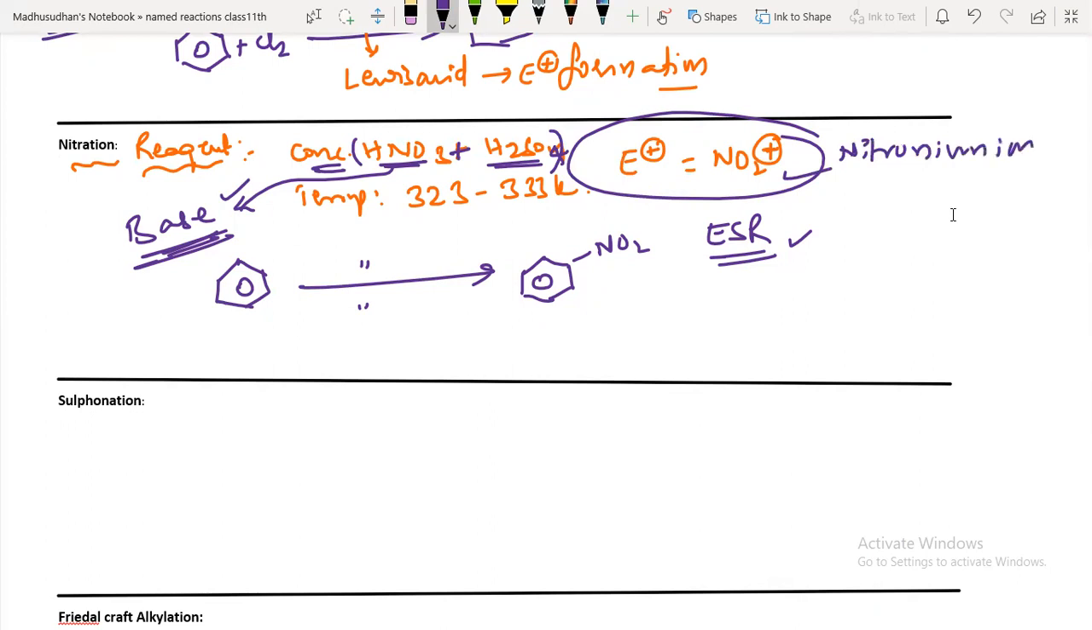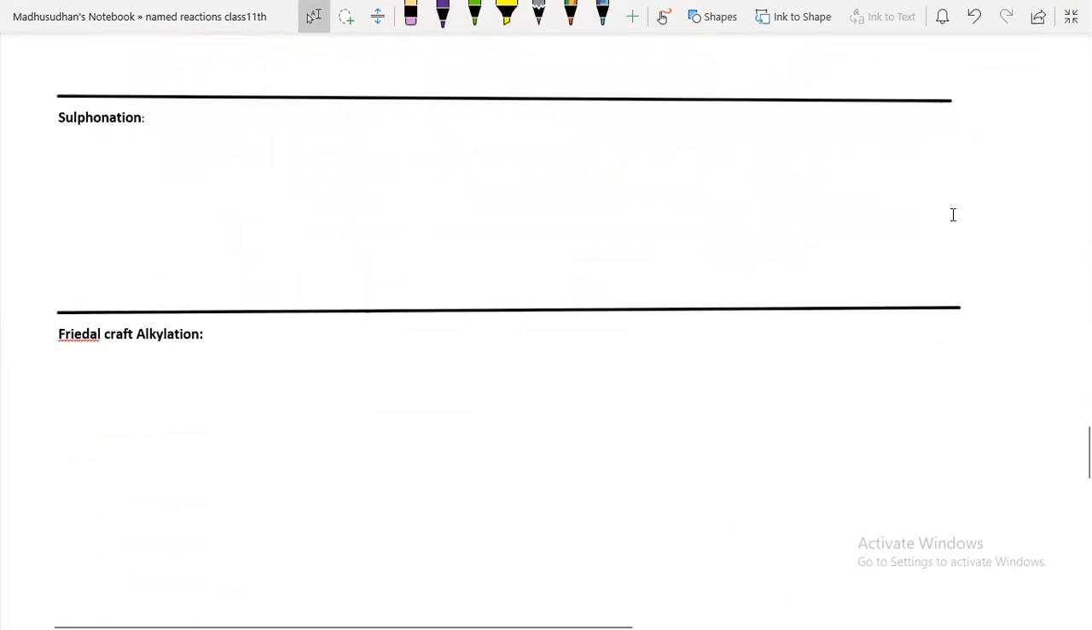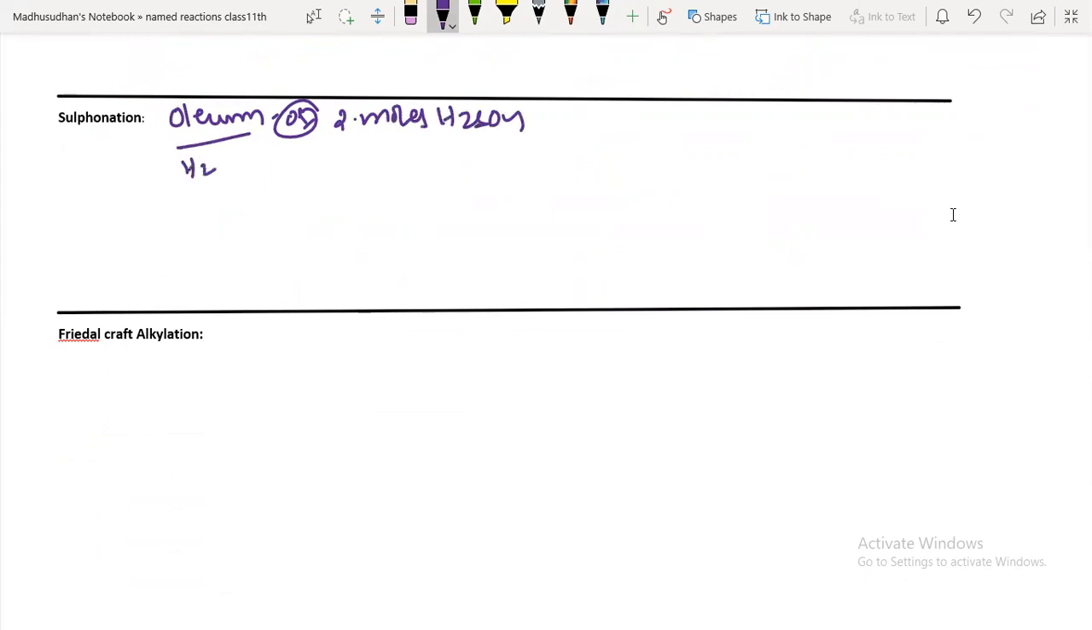Nitronium ion. Next one, sulfonation. What is sulfonation? In this, the reagent used is oleum, or they also use 2 moles of sulfuric acid, H2SO4. Oleum means H2S2O7. And the most important thing in this is the electrophile created is SO3, but not SO3H plus.